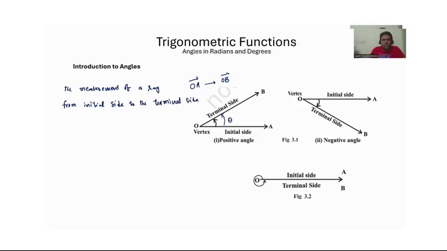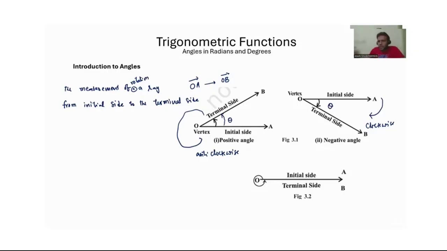You following, right? So the measurement of rotation of a ray from the initial side to the terminal side, that we can denote as theta. Here if we see, this is moving anti-clockwise. You know how a clock rotates. So this is anti-clockwise, and this is the way that a clock rotates, so this is clockwise. This is also theta. This is going down, and this is going up in the anti-clockwise direction.